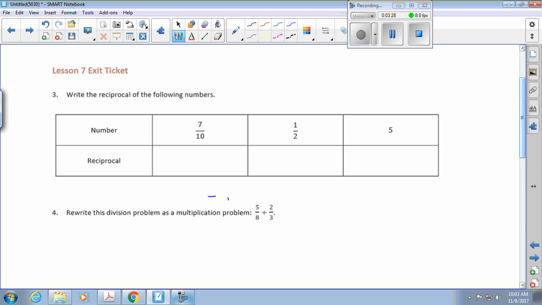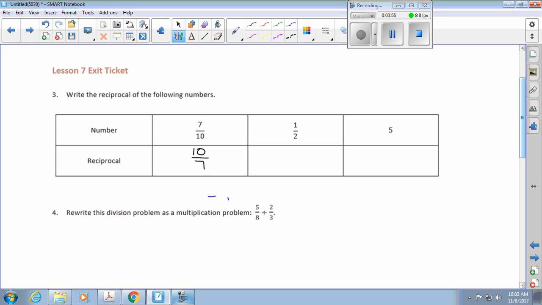Okay. So question 3 at the top of this exit ticket says, write the reciprocal of the following numbers. They give all these numbers, and then they have a row for the reciprocal. So 7/10. I'm going to show you how you find the reciprocal. The reciprocal of 7/10 is 10/7. All right?